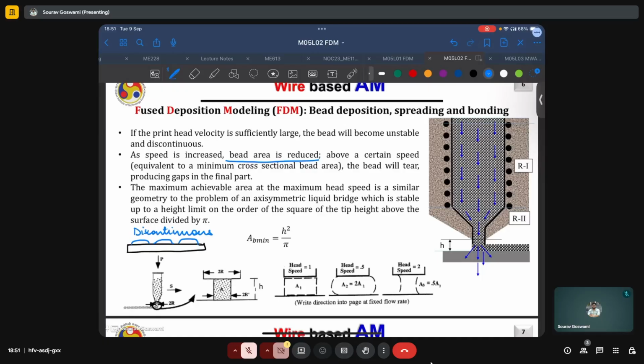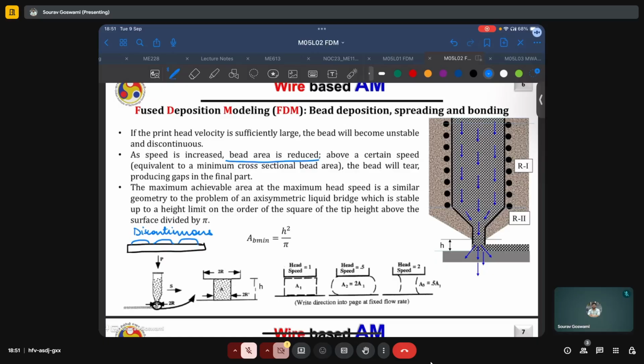A second reason can also be a very low feeding rate of the wire itself, whereas if we keep other parameters constant, a lower feeding rate will lead to regions of starved deposition, where you simply do not have sufficient material to melt and deposit, and you have these discontinuities.